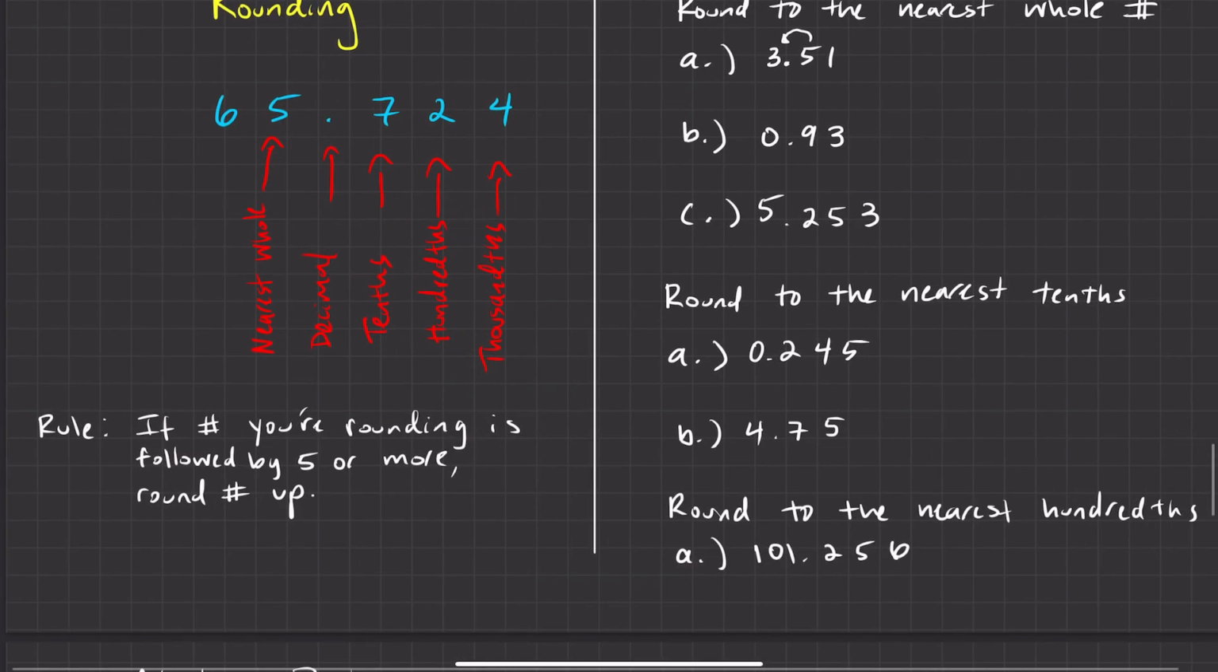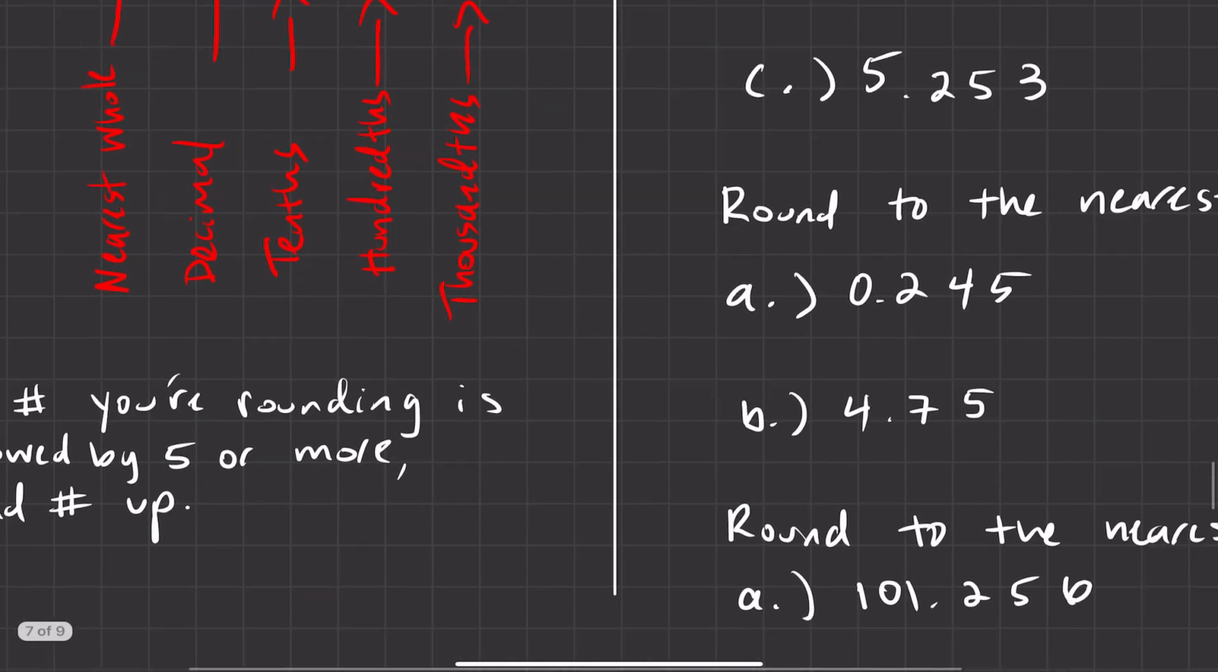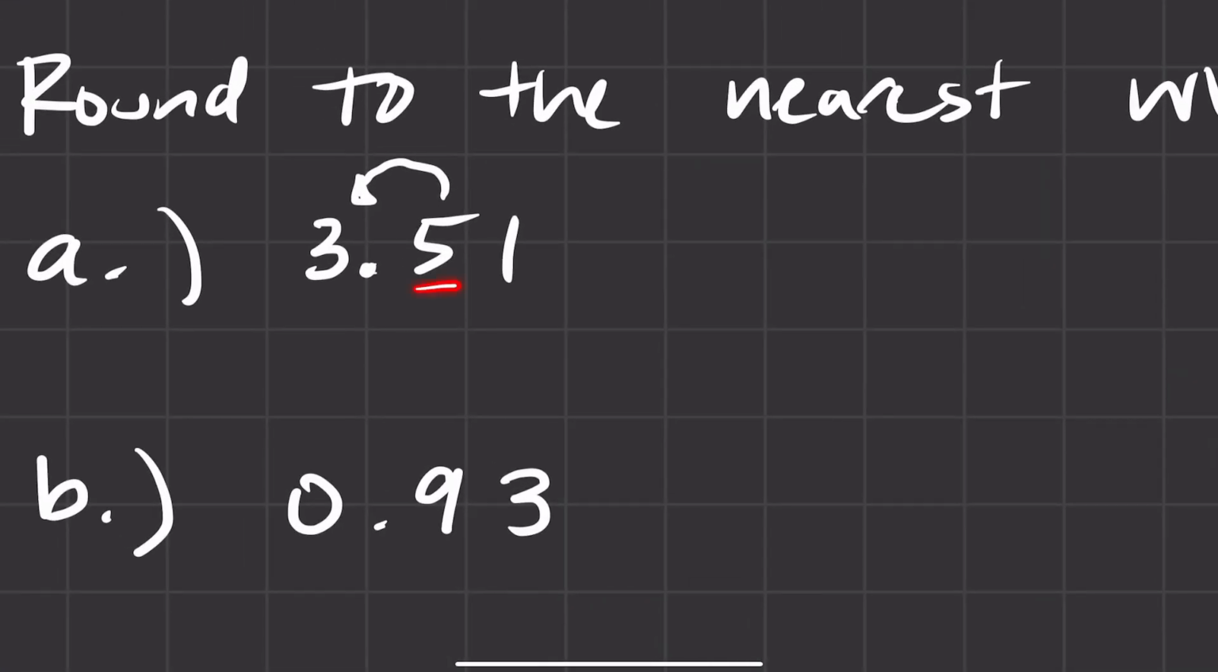And if I go back to that rule, if the number you are rounding is followed by 5 or more, you're going to round the number up. So this 5 is indeed 5 or more, so 3, is it going to stay the same or is it going to move up 1? Well, since 5 is 5 or more, this 3 is going to become 4, just 4, okay? So that's what happened to the 3. You just add 1, and you get 4. Now the question here is, what happens to the 5 and the 1? They go away.